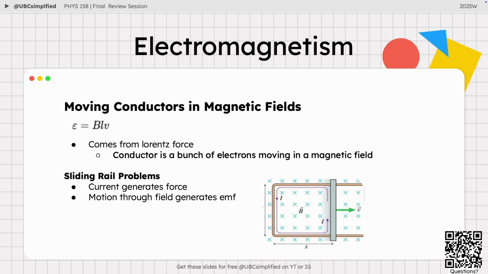So now you have two competing things. You have the induced EMF from the area changing, generating a current down, and you also have an EMF going up because of the thing moving. And it'll reach a terminal velocity when those two EMFs are equal. If that makes sense? Okay.